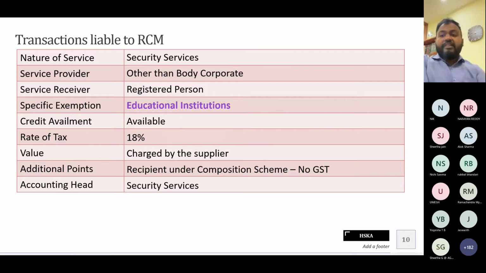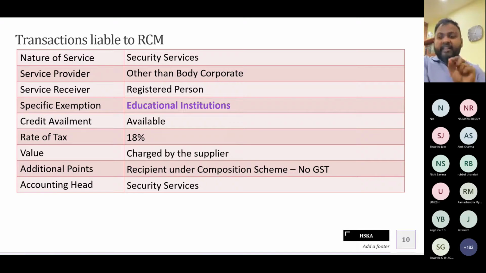Now let's look at security services. A friend actually came up with a very interesting way of looking at security services. He said, what do you mean by security services? Firewalls also provide security. So then, the notification had to actually be amended. Maybe they were listening to him. Deputation of personnel for the purpose of providing security is called security services.